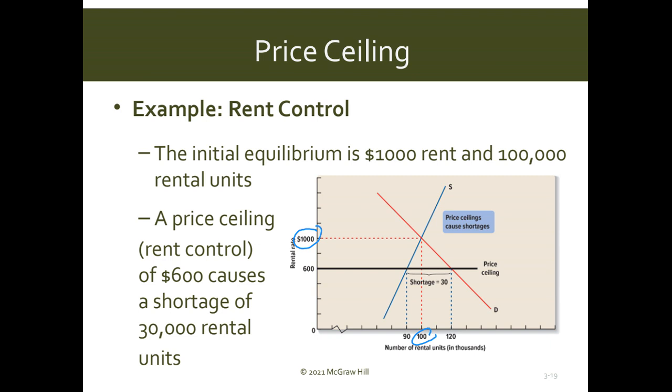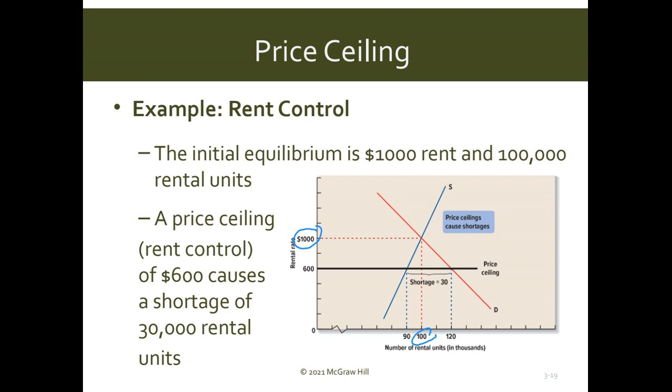The market is clear. There's no shortage, because those who are willing to pay $1,000 for rent, suppliers are also willing to supply. Supply means landlords are also willing to give their apartments for rent at $1,000. The market clears. But it does not mean that $1,000 is the best rent. So if government thinks that rent is too high and therefore puts a restriction, that is rent control or a price ceiling, and suppose the price ceiling is $600.